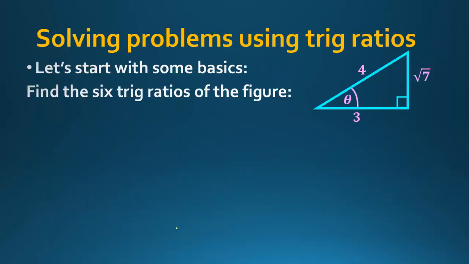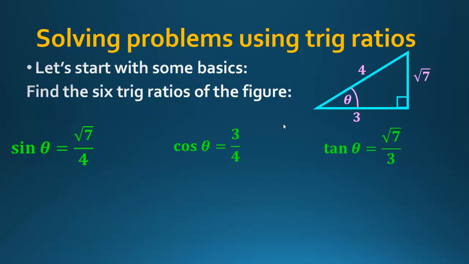Alright, let's start off with some real easy things. Let's find the six trig ratios of the figure. Given angle theta here, and we've got these three sides, find the six trig ratios. Sine, of course, this is the angle we're working with, so opposite over hypotenuse, root 7 over 4. Cosine, adjacent over hypotenuse, 3 over 4. And then tangent, opposite over adjacent.